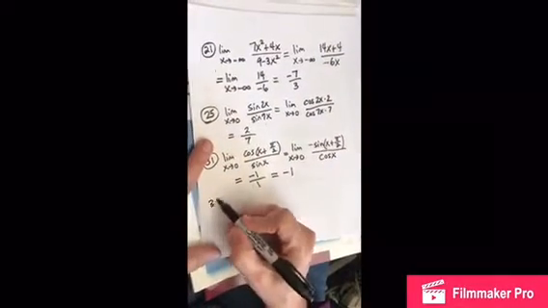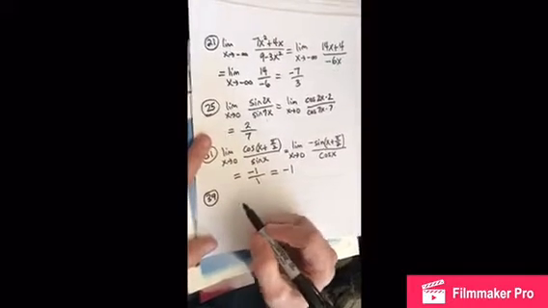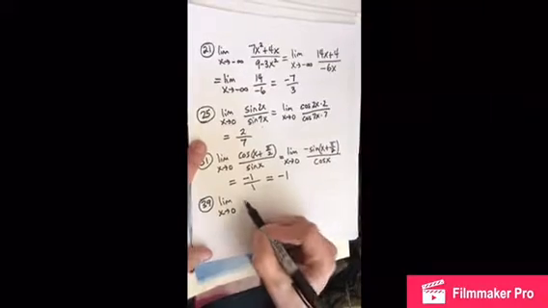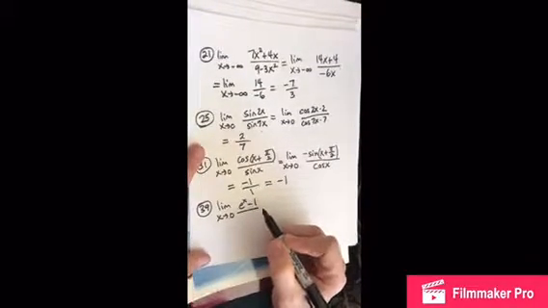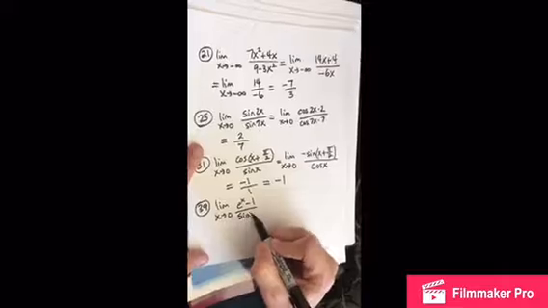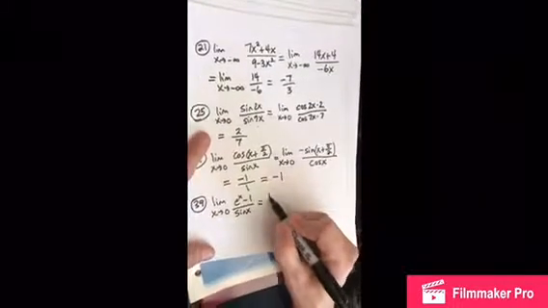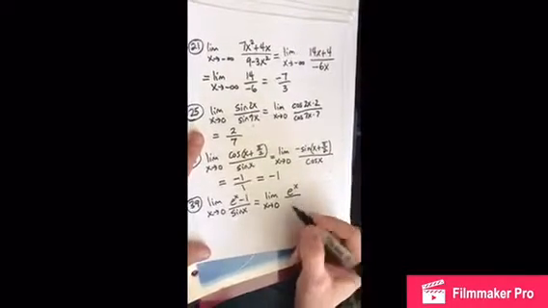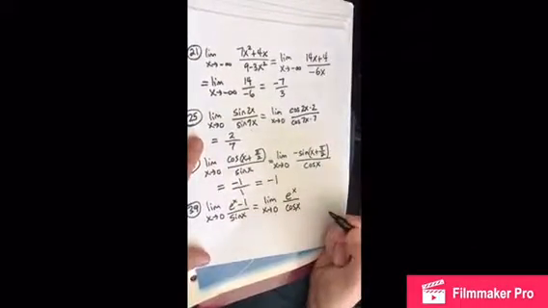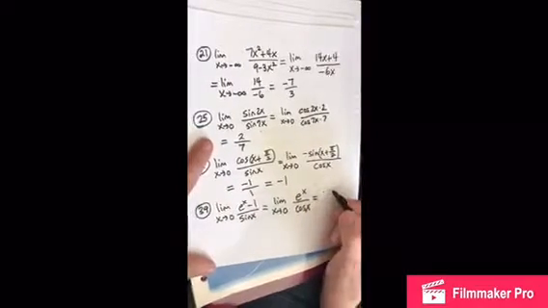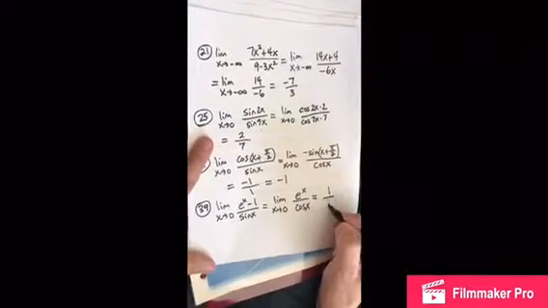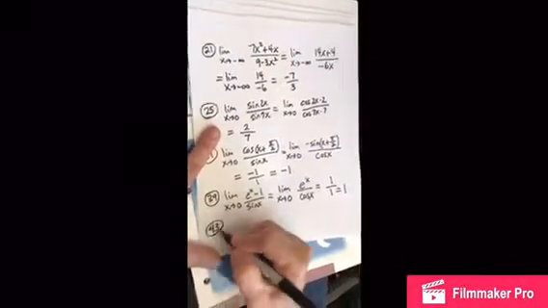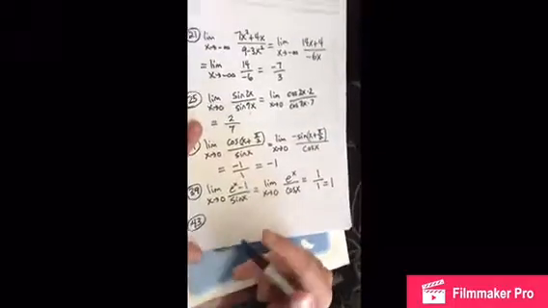Number 39. Limit as x goes to 0 of (e^x - 1) over sine x. 0 over 0, use L'Hopital's. Derivative of the numerator is e^x. The derivative of the denominator is cosine x. e to the 0 is 1. Cosine of 0 is 1. So this limit is 1. That one was kind of easy. Alright. So we're going to 43, the last one.